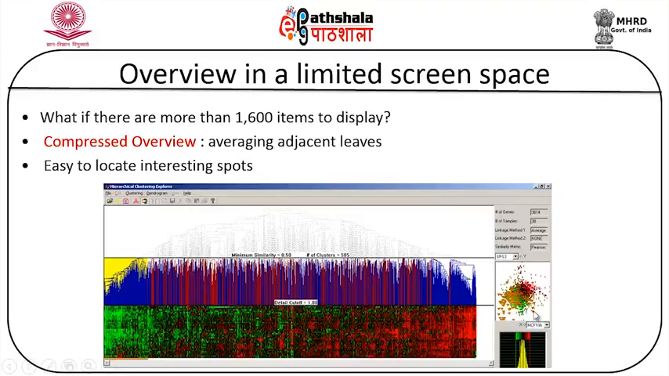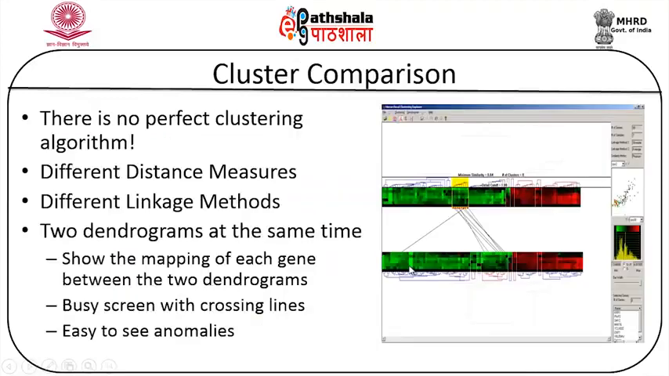So here we can see a scatter plot view as well as a detailed cutoff view, the minimum similarity view, and the number of clusters which are shown here. Then we can also perform a cluster comparison. Different distance metrics and different linkage methods are used. Two dendrograms can be compared at the same time. They show the mapping of each gene between the two dendrograms. It is a busy screen with crossing lines and easy to see anomalies.